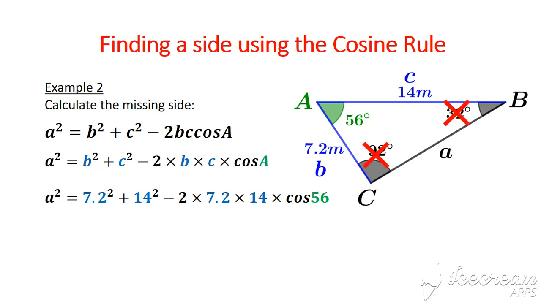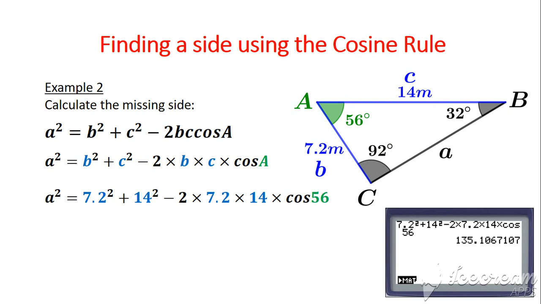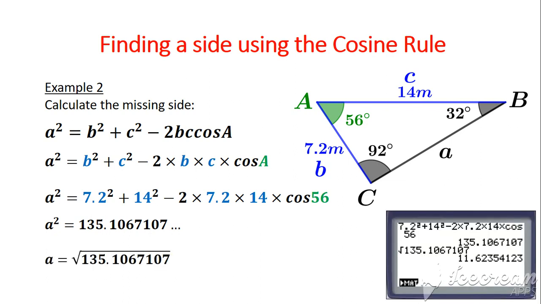Now we grab a calculator. Oh, actually, by the way, notice these angles here. We don't need them in this rule. These are just extra angles that we don't need. Okay, let's grab our calculator and solve this problem to get 135.1067107. Well, that's A squared once again, so we need to do the trick once more and take the square root of that to get an answer of either 11.6 meters to one decimal place or 11.62 meters if we want to round it to two decimal places.